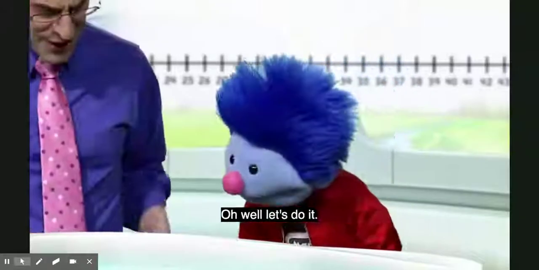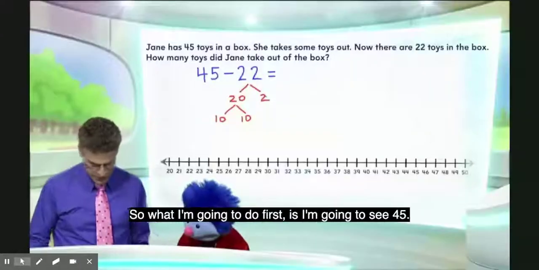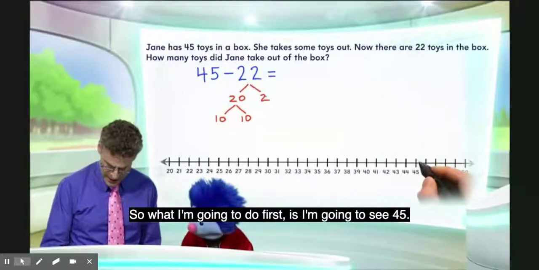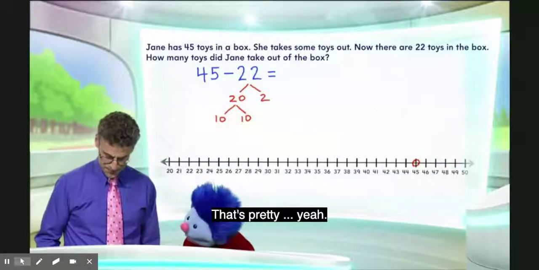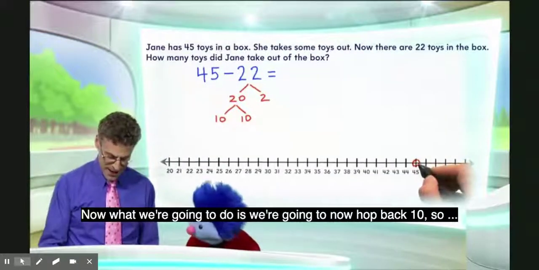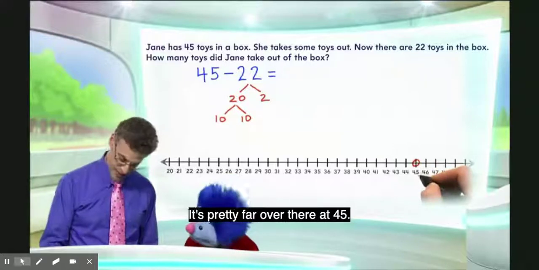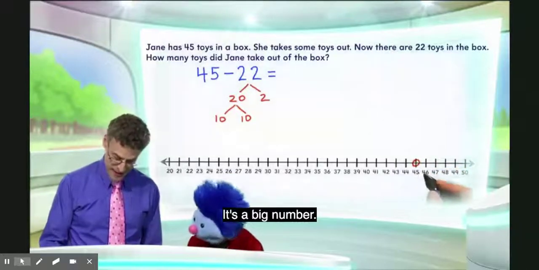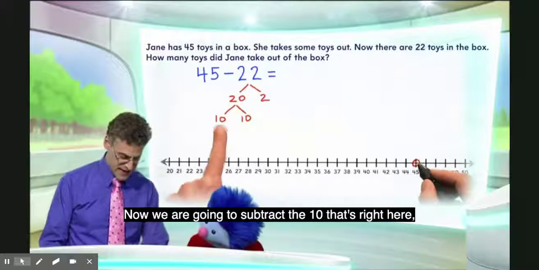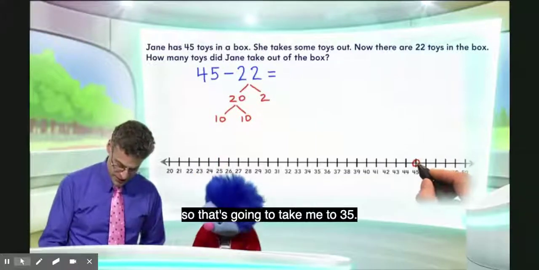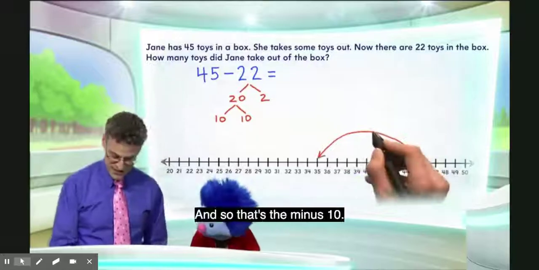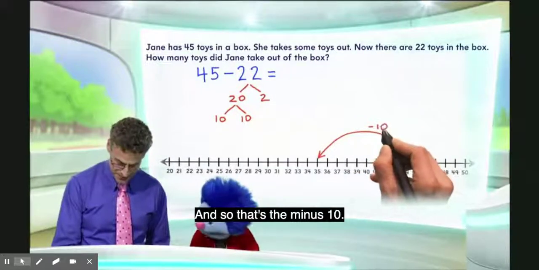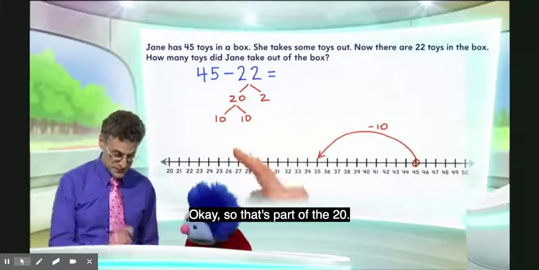Oh, well, let's do it. Let's do it together. So what I'm going to do first is I'm going to see 45. That's way over here on the right. So that's where we're going to start. Now, what we're going to do is hop back 10. I know, it's a big number. Now we're going to subtract the 10. That's right here. So that's going to take me to 35. You ready? Hop. Hop. And so that's the minus 10. That's part of the 20.